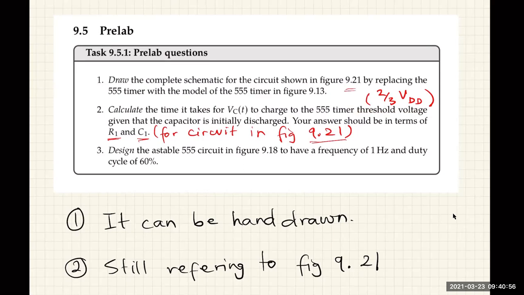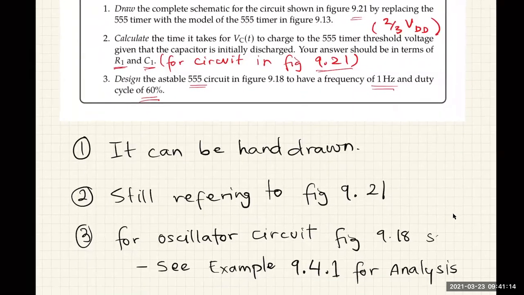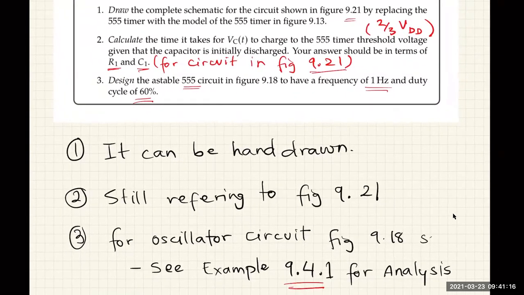Now in task 3, you're going to design an astable 555 circuit to have an oscillation frequency of 1 Hertz and a duty cycle of 60%. So I know I haven't talked about these things in this briefing, but look at example 9.4.1 in your lab manual for the analysis for the circuit in figure 9.18, and also what this astable circuit means and what it means to have a duty cycle of 60%.